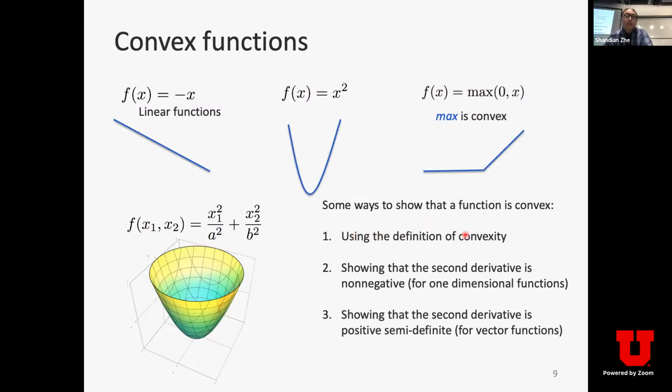For example, you can use the definition of convexity, or you can show the second derivative is non-negative, which we have already used in our homework 0. If your function is twice differentiable, and for any point in the domain the second derivative is non-negative, then this function must be convex. Or if your input is a vector, you just show the second derivative, which is the Hessian, A, is positive semi-definite, then the function is convex as well.